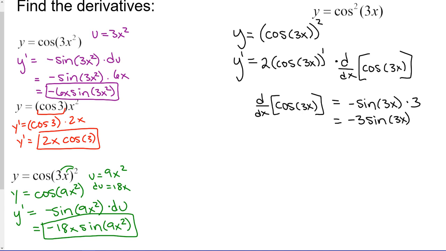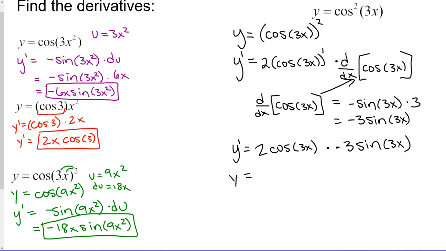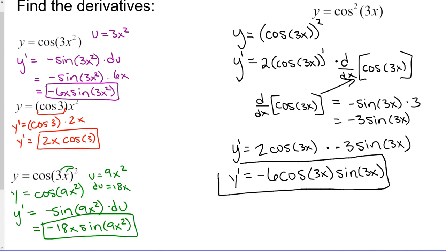Now we're just going to go ahead and replace this up here, so that we get that our y prime is going to be 2 cosine of 3x times negative 3 sine of 3x, and we're just going to multiply. So y prime, 2 times negative 3 is going to be negative 6. We have cosine of 3x, and we still have sine of 3x. And that right there is going to be our derivative.